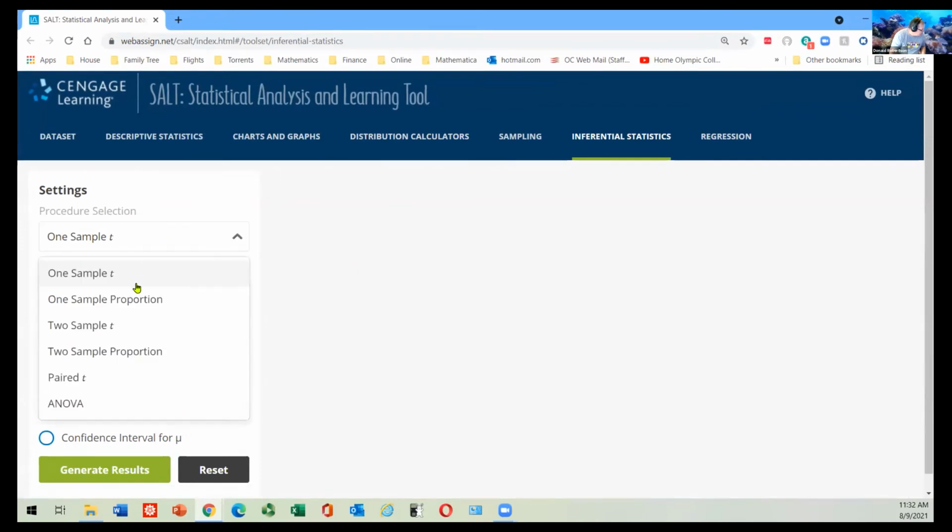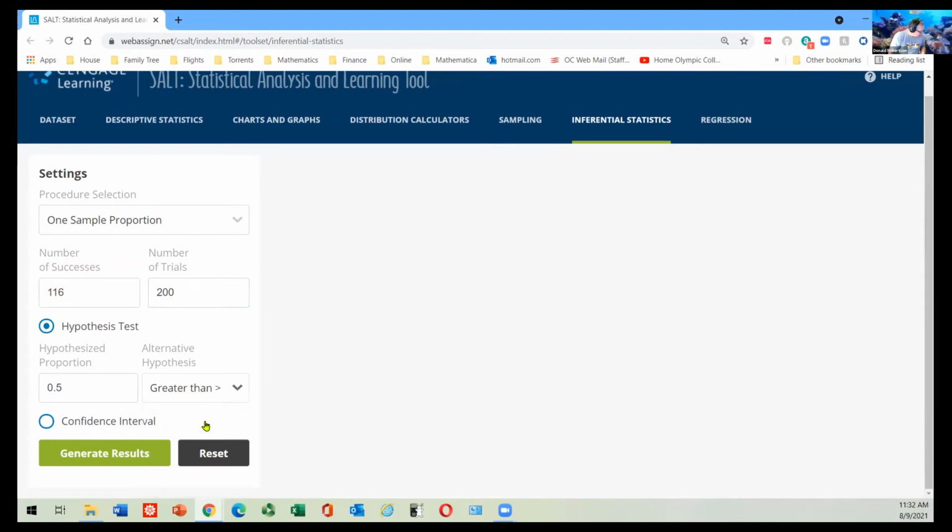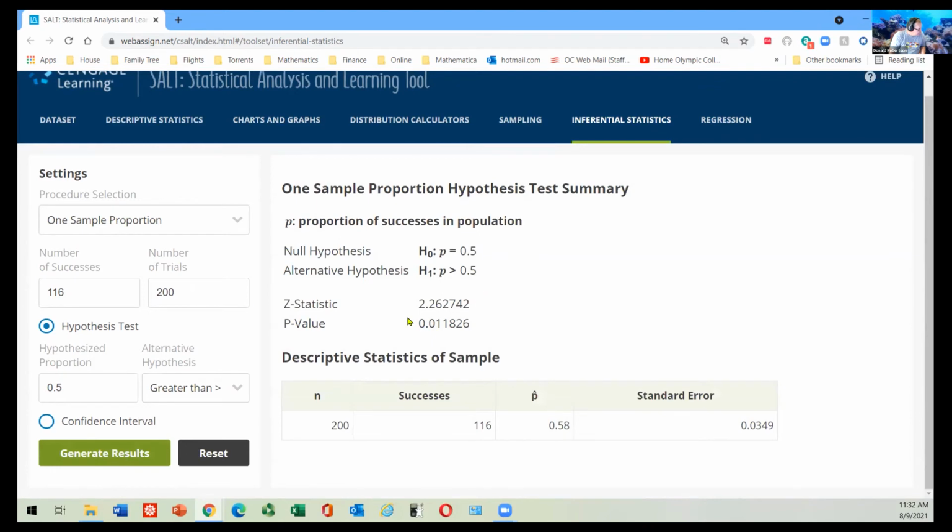Yeah, so inferential's already set up, one sample done. I already calculated the 58%, right? The sample, it's 116 out of 200. This guy is 0.5, and we're trying to see, is it greater than, right? Is it more than half? And generate results. And there's that Z statistic that they wanted, right? So you just copy and paste that. And here is the more important value. Here is the P value.